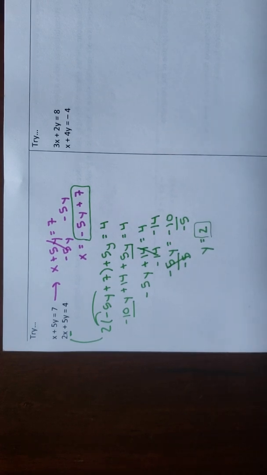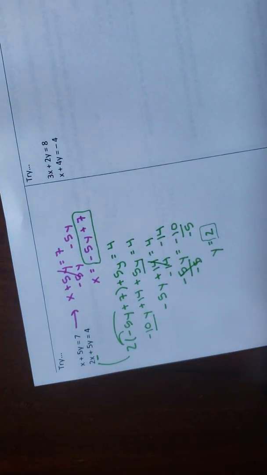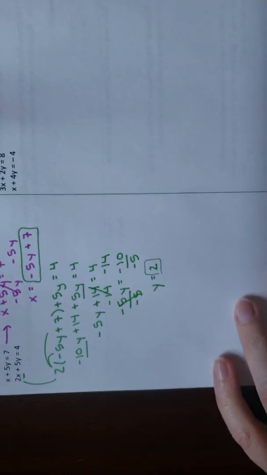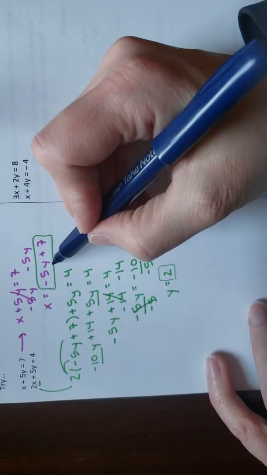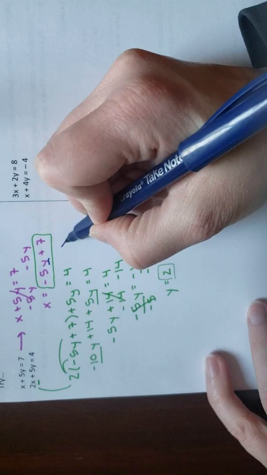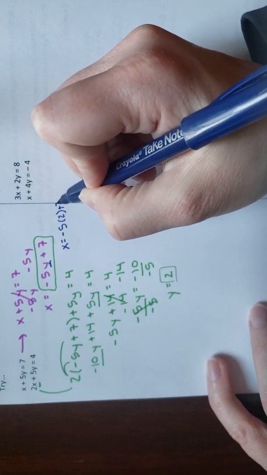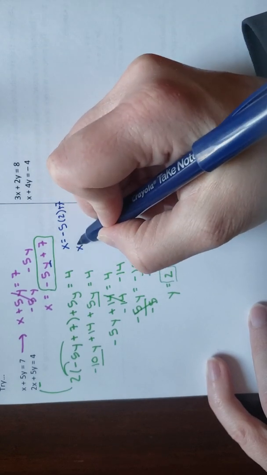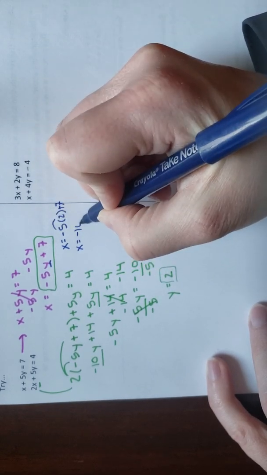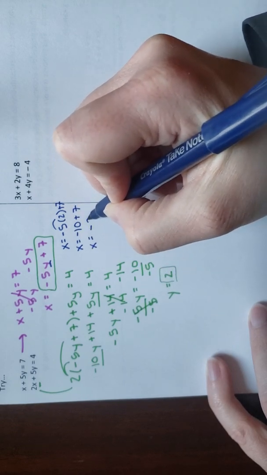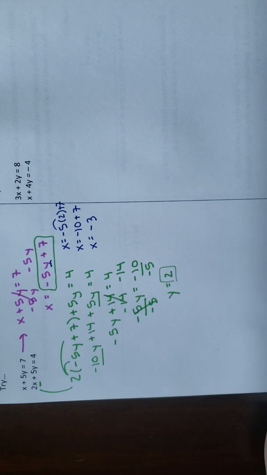What color did I use last? Purple. Oh wait, this one, not that one. Okay, my color coding is confusing me. So this 2 now is going to go in for this y. So it becomes x equals negative 5 times 2 plus 7. x equals negative 10 plus 7. x equals negative 3.